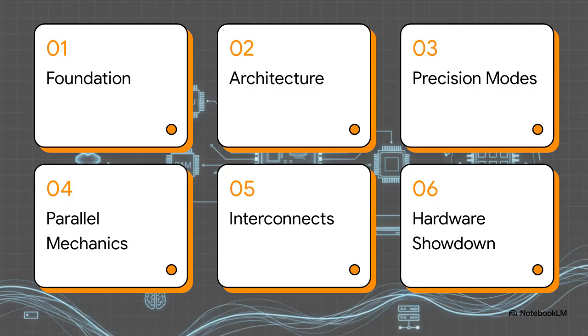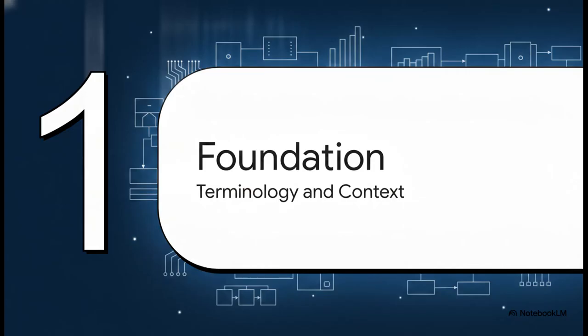We've got some really fascinating ground to cover today. Here is our progressive syllabus. 1. Foundation. 2. Architecture and terminology. 3. Precision modes. 4. Parallel mechanics. 5. Scaling with interconnects. And finally 6. The ultimate comparison. Starting off with Section 1, Foundation, Terminology, and Context.